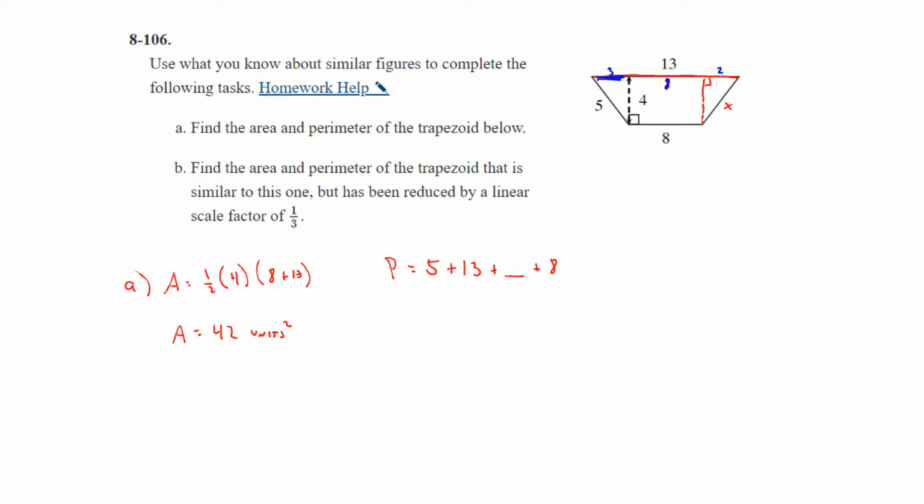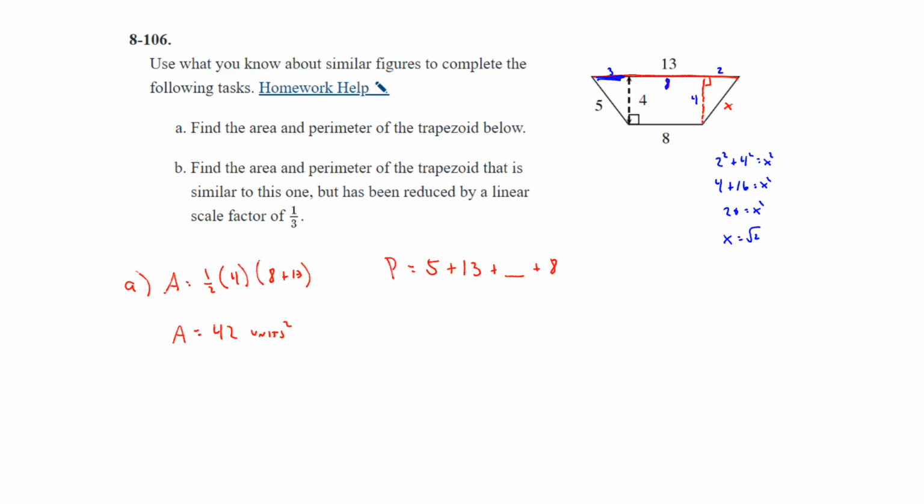So now if this is a 2 and we know this is a 4, then we can find x by doing the Pythagorean theorem. 2 squared plus 4 squared is equal to x squared. So that's 4 plus 16, and then that's going to be the square root of 20. And then you can plug that into your calculator to get approximately what that is.